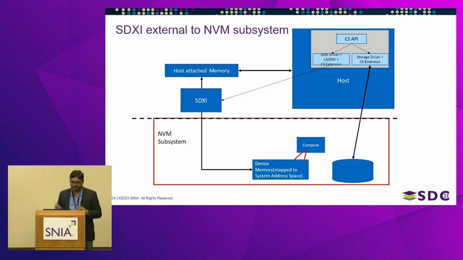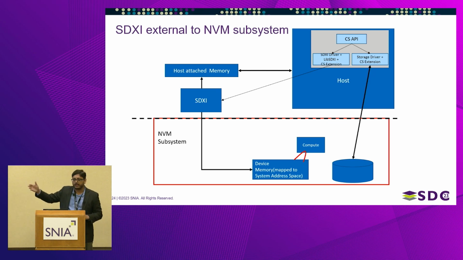So pictorially, this is an example of an SDXI instance in your system topology where it's external to an NVM subsystem. And it can be employed to do the data movement between host attached memory and device memory, provided that's mapped to the system physical address space. Now, Jason talked about the computational storage API in his section. So a computational storage API can, southbound to it, have a storage driver with a computational storage extension interacting with the storage. And that's something that Oscar talked about in his talk yesterday as an NVMe example.